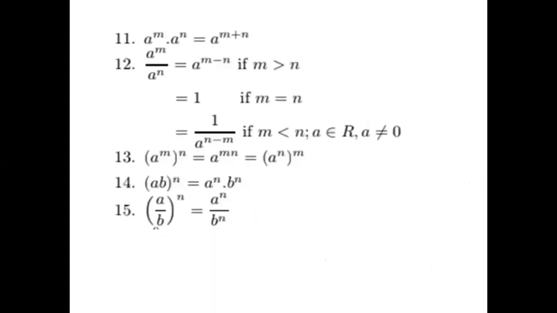Right. Okay, next formula. a raised to m into a raised to n. A is the base. The base is common, so there is addition of indices. So here, m plus n happens. Addition happens.